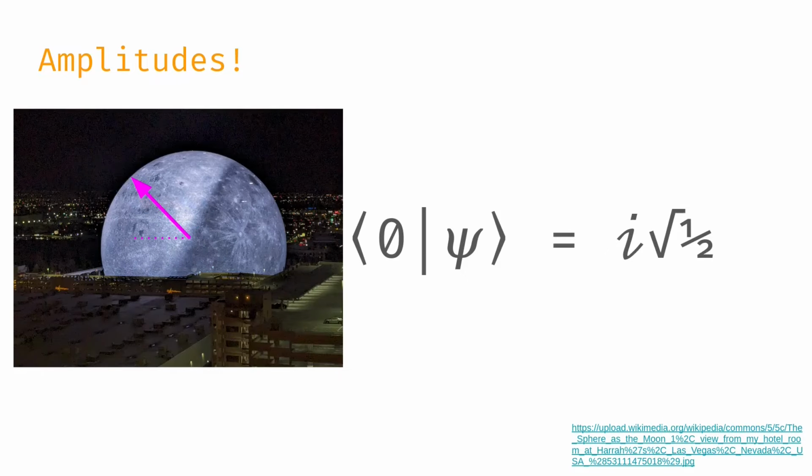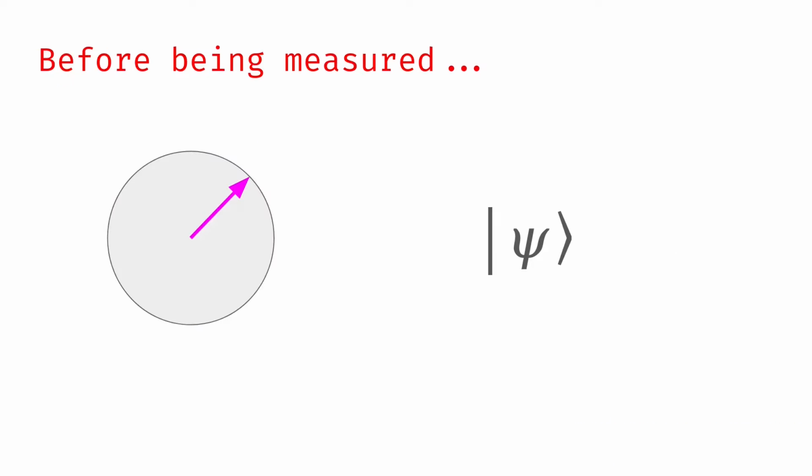It's called the Bloch sphere because we can have complex amplitudes. They just have to satisfy the same rule, which is they have to be a unit vector, right? The length has to be 1. So before being measured, the vector representing our state can be any unit vector in this space.